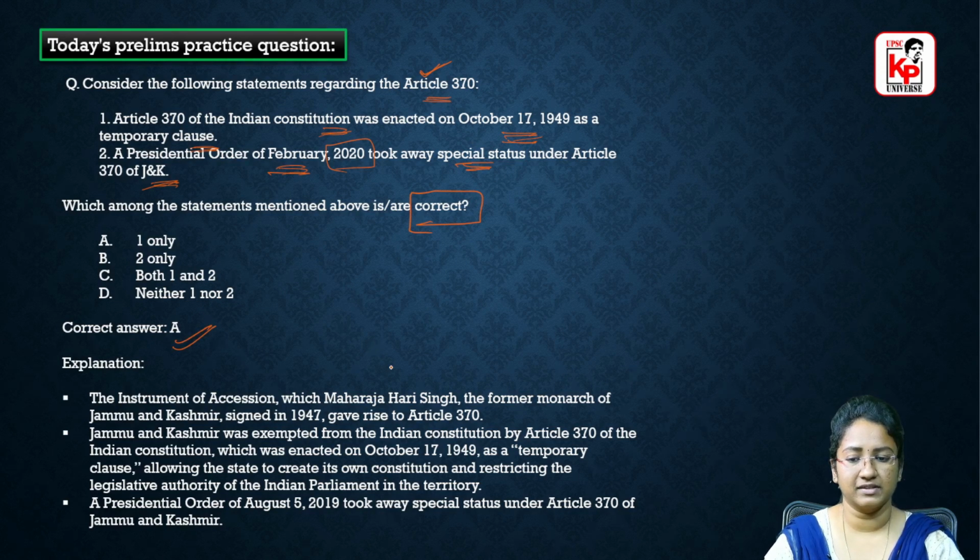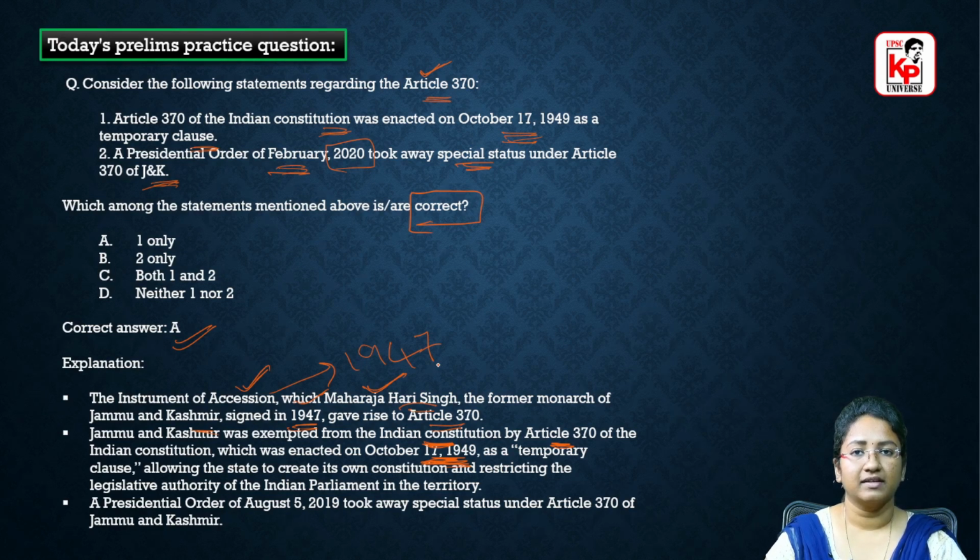Only the first statement is correct, because the instrument of accession, which Maharaja Hari Singh, the former monarch of Jammu and Kashmir, signed, was signed back in 1947. After the signing of this, it gave rise to Article 370. Jammu and Kashmir was exempted from the Indian Constitution by Article 370, and this was enacted on October 17, 1949 as a temporary clause.